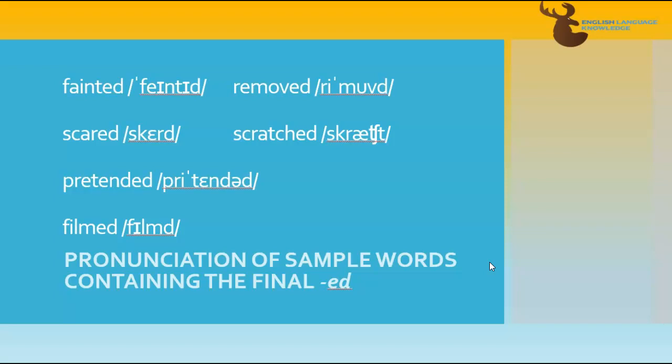Remember that it's all about determining the type of voicing of the sound preceding the ed, or if the sound preceding the ed is a t or a d.